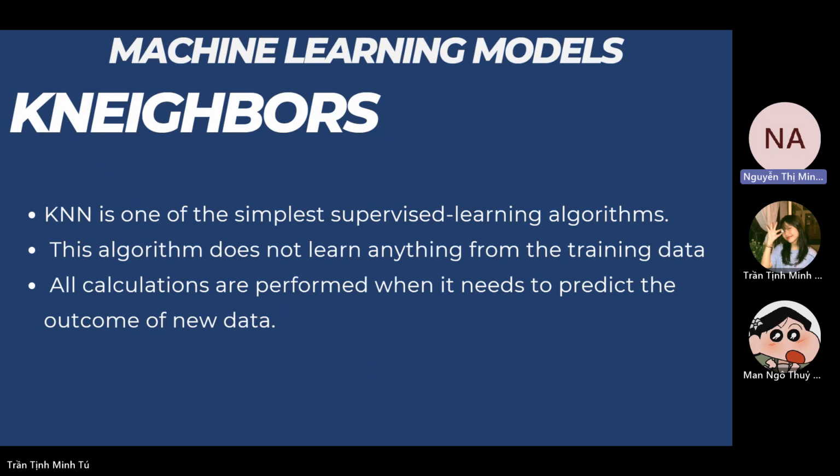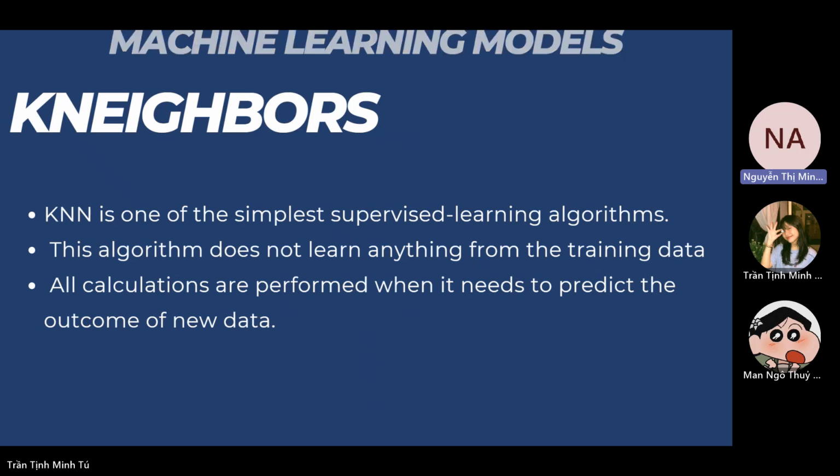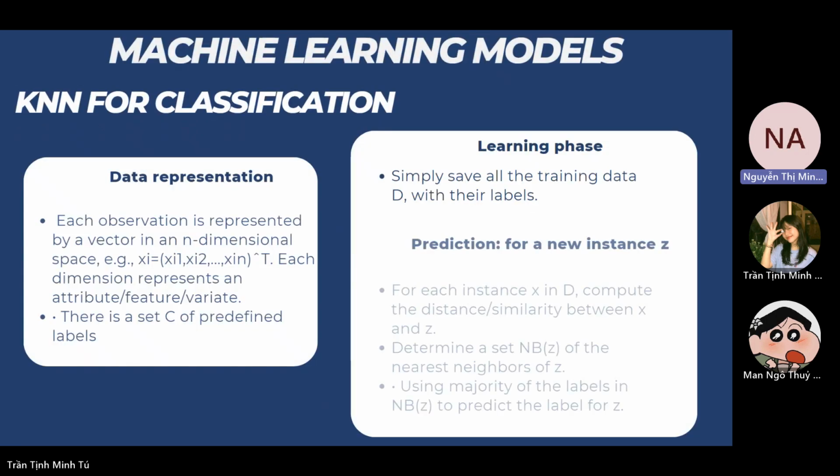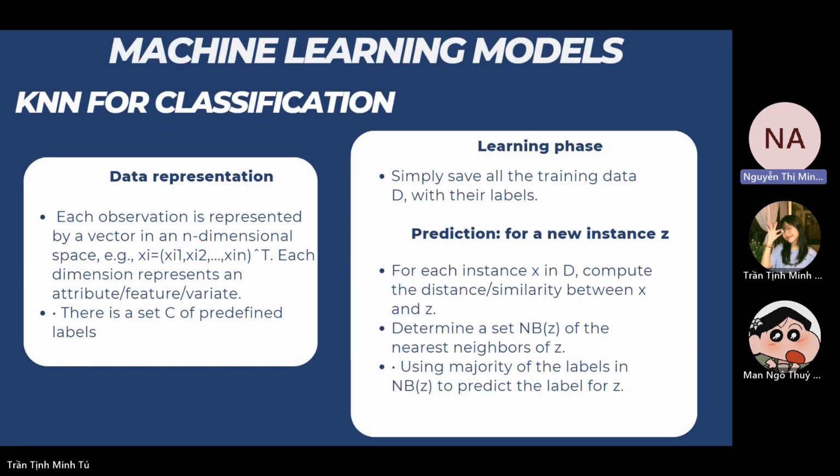In machine learning, when training, this algorithm does not learn anything from the training data, and no calculations are performed until it needs to predict the outcome of new data. KNN is also known as instance-based or memory-based learning.